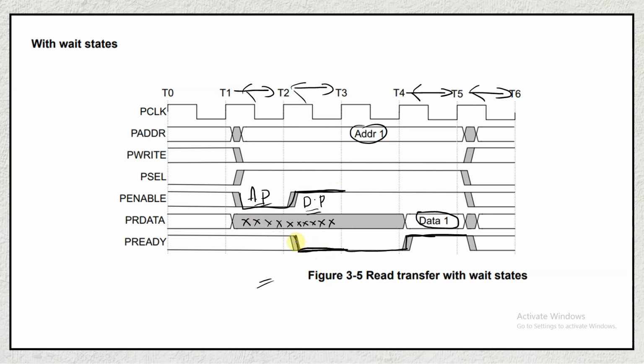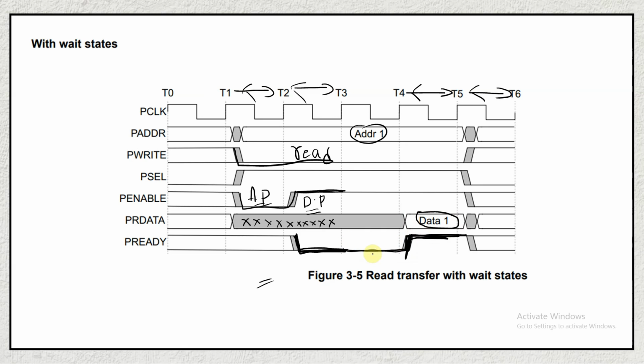Since your PREADY is equal to 0, your slave is not ready for any kind of transfer, be it a read transfer or write transfer, but in this particular example, your PWRITE is equal to 0, so it is a read transfer. Now the slave is not going to send any data because your PREADY is equal to 0. That's why you can see there is no data on the PRDATA bus. Now, whenever your PREADY is equal to 1, then you are going to get the data on the PRDATA bus.